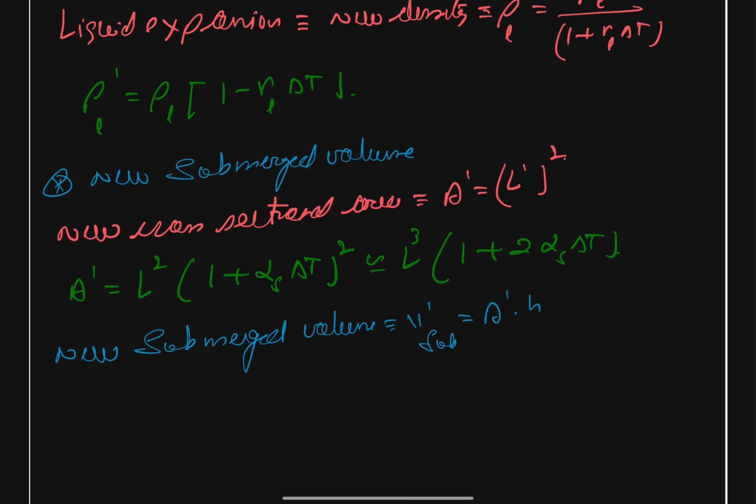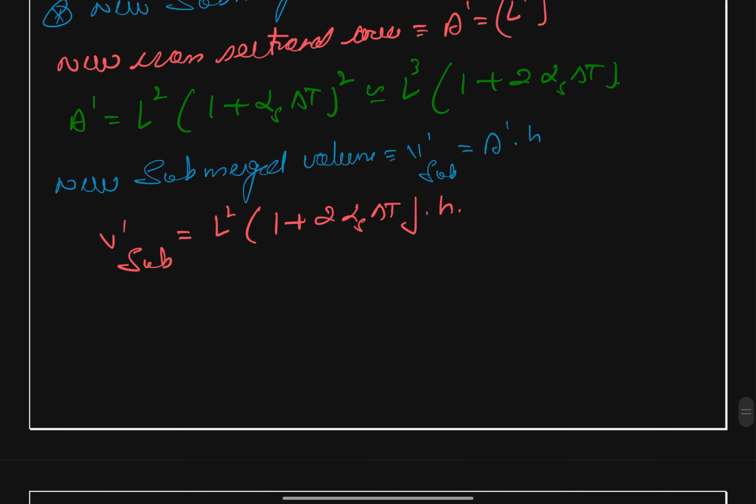So we get this as our volume new submerged, which will be equal to L square times (1 plus 2 alpha S delta T) multiplied by H. Now we come to our new final floating condition when the temperature is increased.